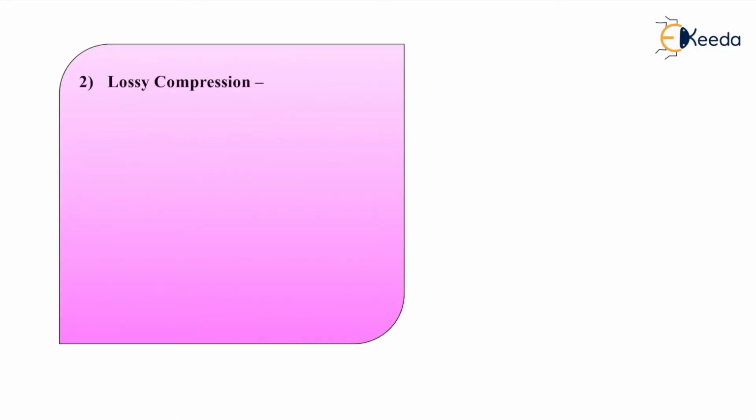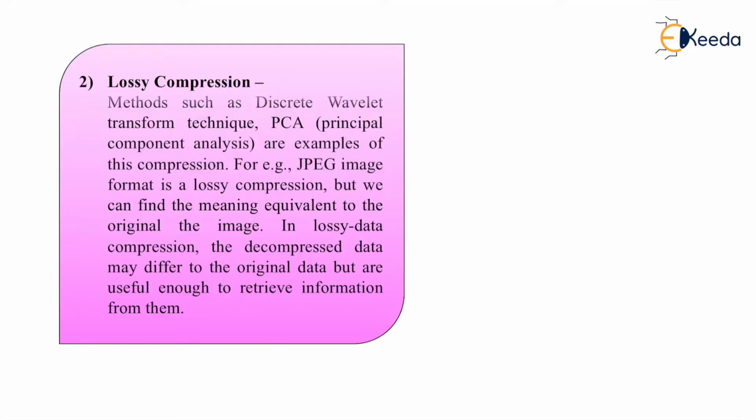in lossy compression, techniques like the discrete wavelet transformation technique or the PCA technique, that is principal component analysis, are examples of this compression. For example, consider one JPG image format, which is lossy compression, but we can find the meaning equivalent to the original image.